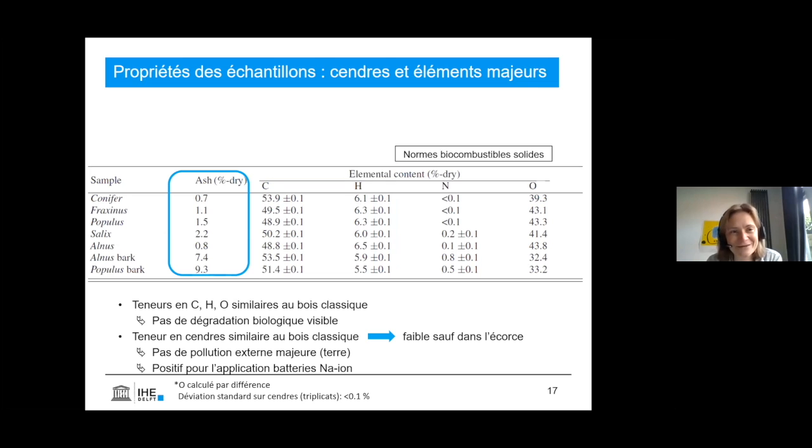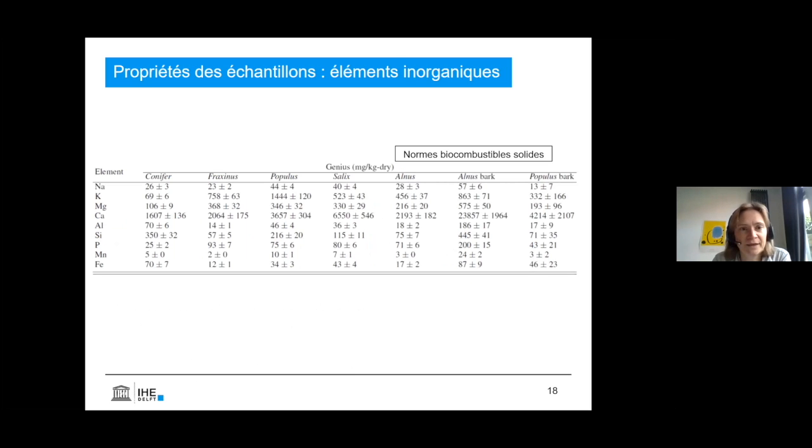And the ash content, I saw that that was mentioned also by Javier. And so indeed, a very low content, similar to standard wood. So we have values around 1%, except in the bark, where we're closer to 10%, which was absolutely expected. However, this was good news because it showed that there was no pollution. We thought there might be external pollution, for example, during the storage after collection, maybe with earth, but apparently this was not the case. And that's very positive for the battery application.